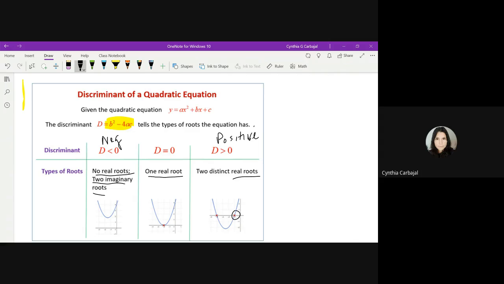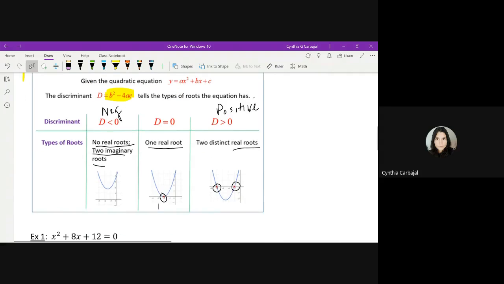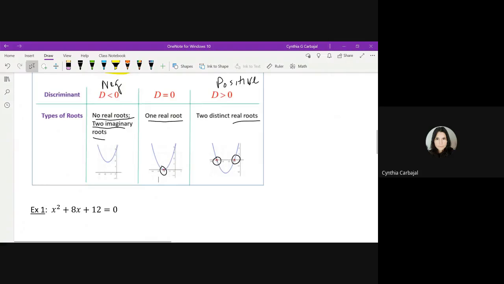And see how it intersects? Okay. If it never intersects, then there's no root, no solution, no 0. Okay, so there's no real solution. It's imaginary. If it only touches 1, then there's only one x-intercept, so only 1 root, 1 solution. And if it touches twice, then 2.